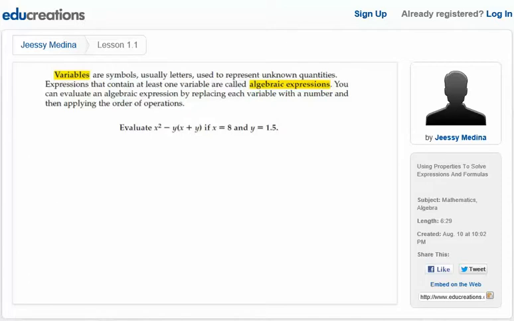With this example right here, this is an evaluate problem, which means we have to plug in the values or substitute them in. And so for the x, we're going to plug in 8. And for the y, we're going to plug in 1.5. So the first term says x squared. So that means that we're going to have 8 squared minus the y is 1.5. Right? And then we have x plus the y, which is the 1.5.